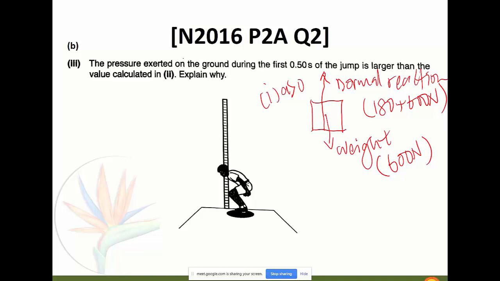But this is the force acting on the man, right? But the question was asking about the floor. Second law, right? Which law tells you that the floor also experiences a force? Okay, now you know. We do use a free body diagram. This is the third law of force. Third law of force, 180 plus 600. Right or not?